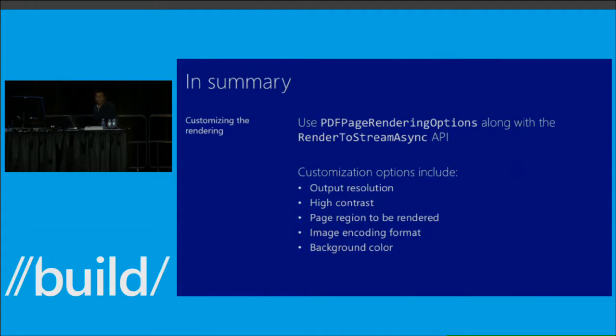So in summary, if you want to customize the rendering of our APIs, you use the PDF page render options class. The various customization options that you have are the image size, whether or not you want the APIs to honor the high contrast settings, portions of the page that you would like to render, whether it's the full page or portions of the page, which image encoding format you would like the APIs to use, and what background color you would like the rendering APIs to use.